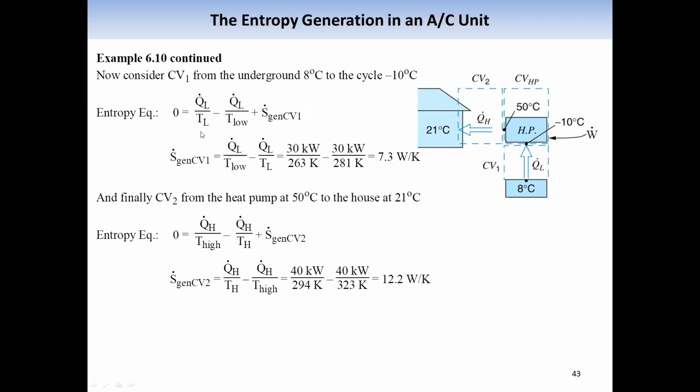Each one will have two heat transfer terms and one entropy generation term. And notice we can do similar analysis for each control volume, CV1, CV2, like here. Then finally, we combine all this. That means we combine all these 3 control volumes like one control volume.